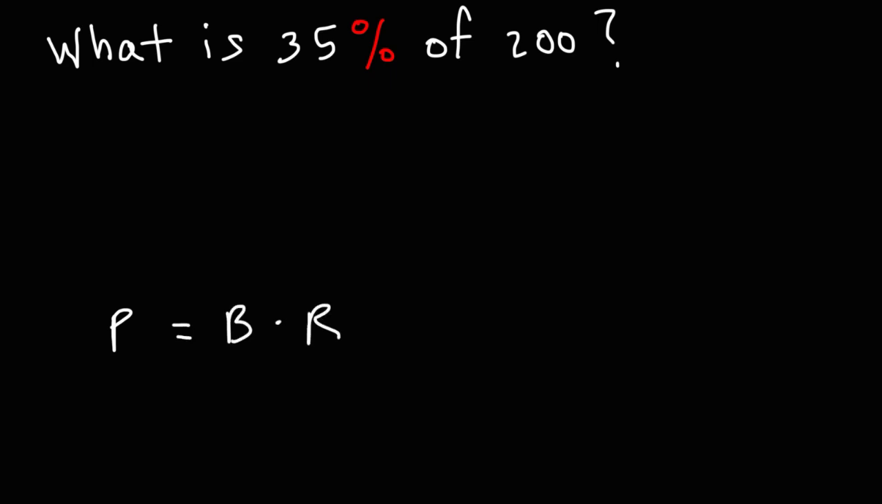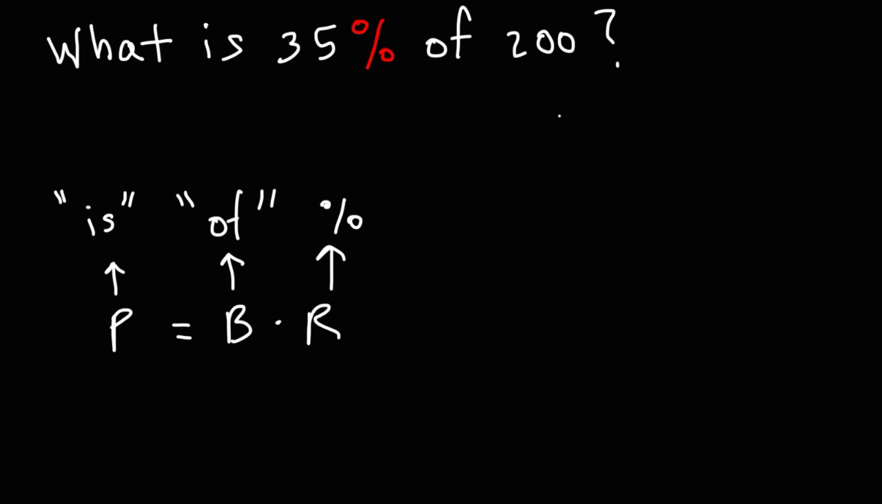Now you need to know what is the percentage, what is the base, and what is the rate in this problem. So the base is the number that is associated with the word of. The rate is the decimal form of the percentage, and the percentage is the number that is associated with the word is. So looking at this problem, what's P, what's B, and what's R?